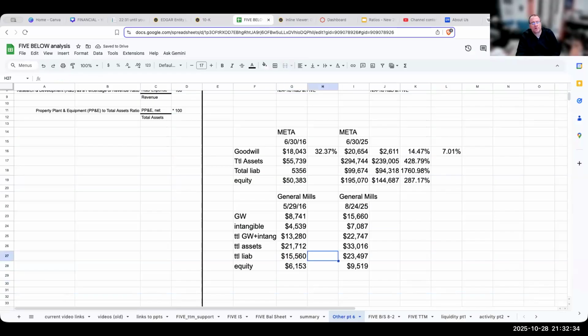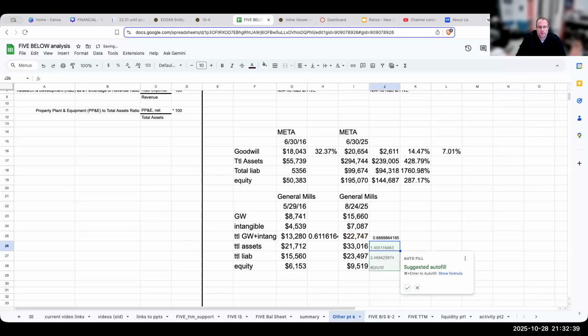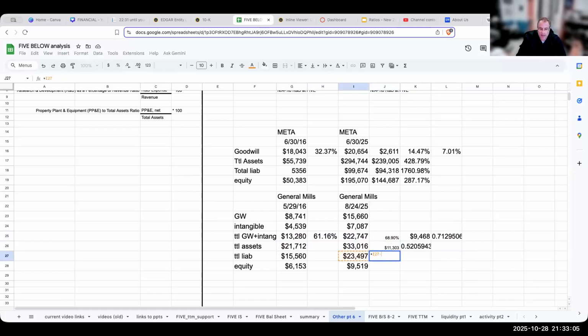So when we look at the goodwill and intangibles to total assets, this is 61%, and now it's gone up to basically like 68%. And also, obviously, the dollars have also increased dramatically. So they basically have added on roughly about 70% to their goodwill. Their assets have grown by roughly 11 billion, or you've seen a 52% increase in the asset growth. When you look at liabilities, this has grown by roughly 51%.